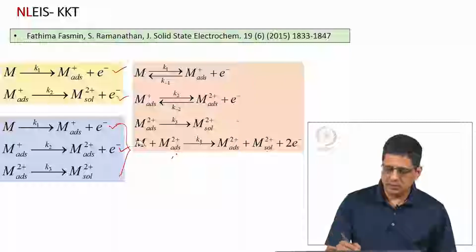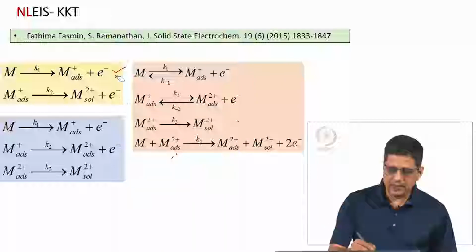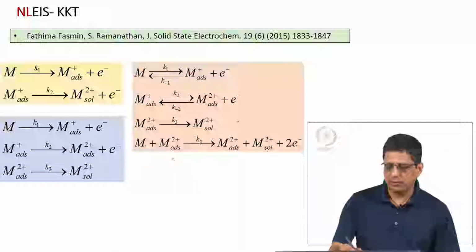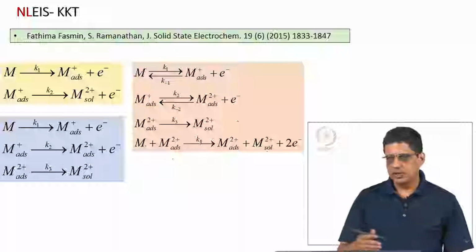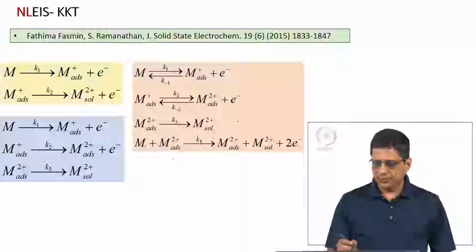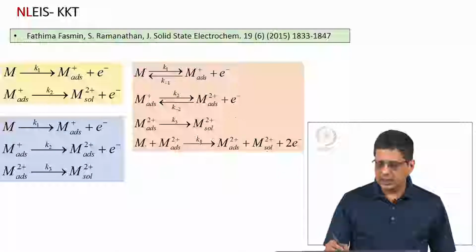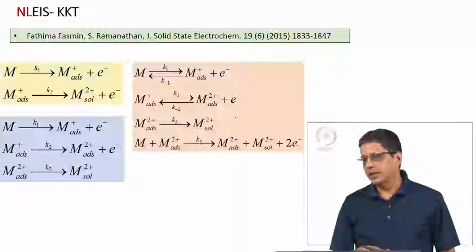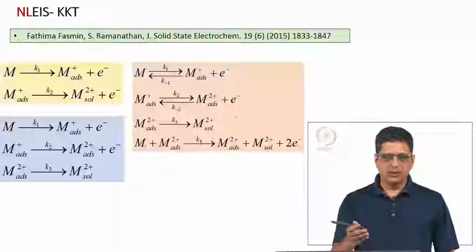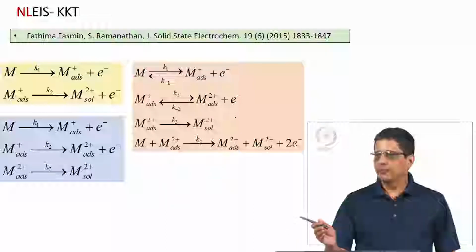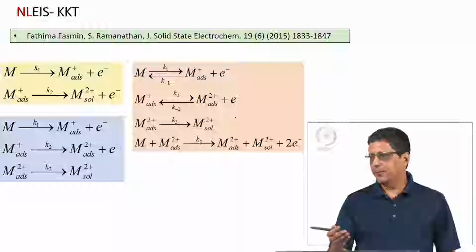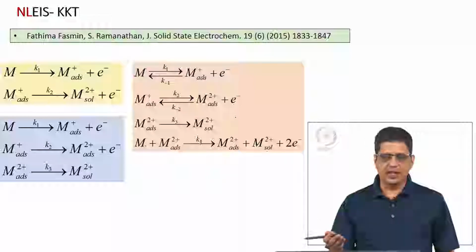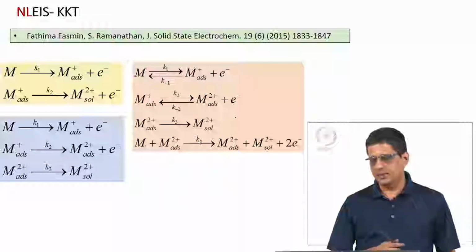We have seen how to generate the mass balance and charge balance equations for this before, so I will not go through the code or details. I will just mention that we use certain kinetic parameter values and this is the spectrum that we get for small amplitude and for large amplitude, and then we take those data and subject them to KKT validation and see what the results are.